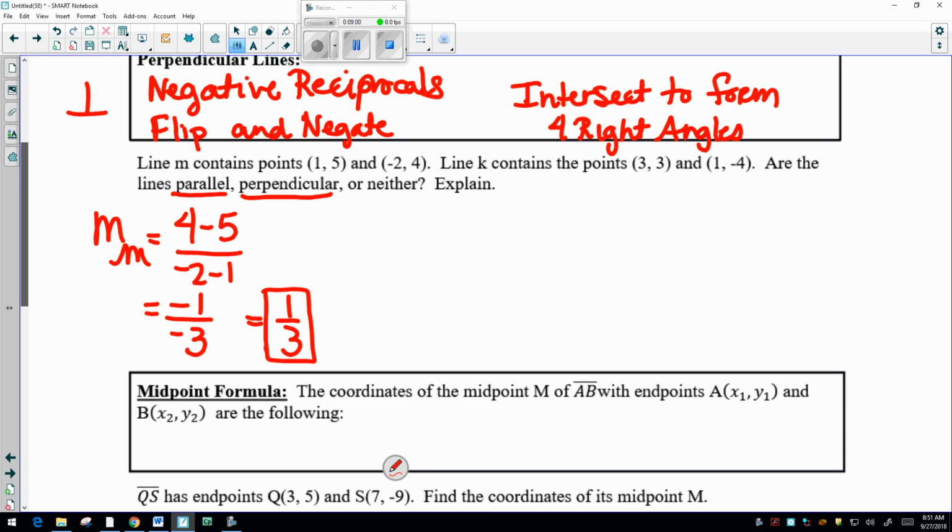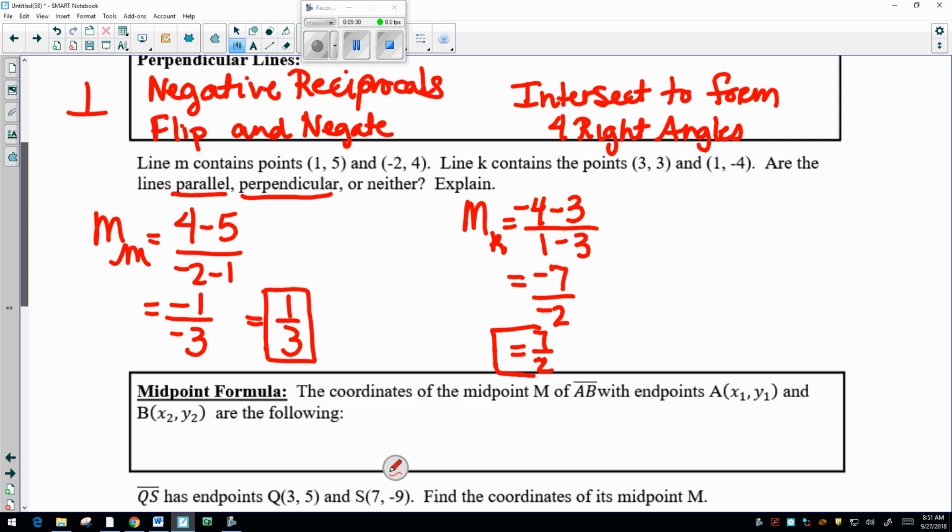So we do the same for line K. I want to find the slope for line K. And again, if we plug this in, now I have y2 minus y1 over x2 minus x1. And we want to think again, simplify, so my numerator is a -7, my denominator is -2, and we always want to have this in simplest form, which gives me positive 7 over 2.